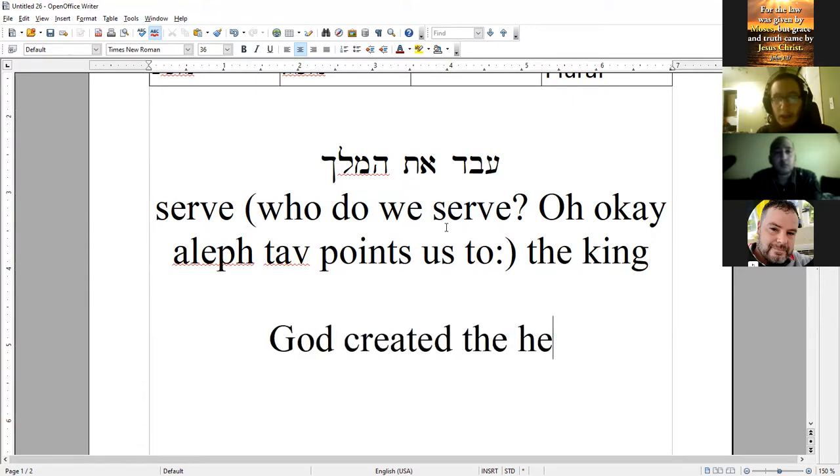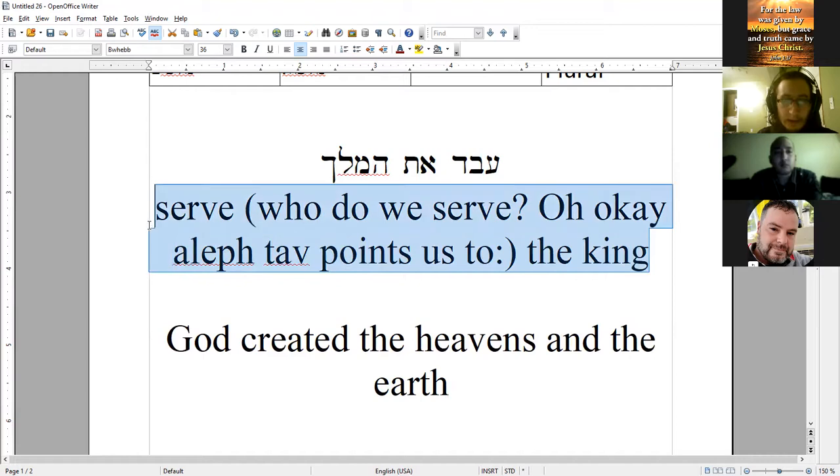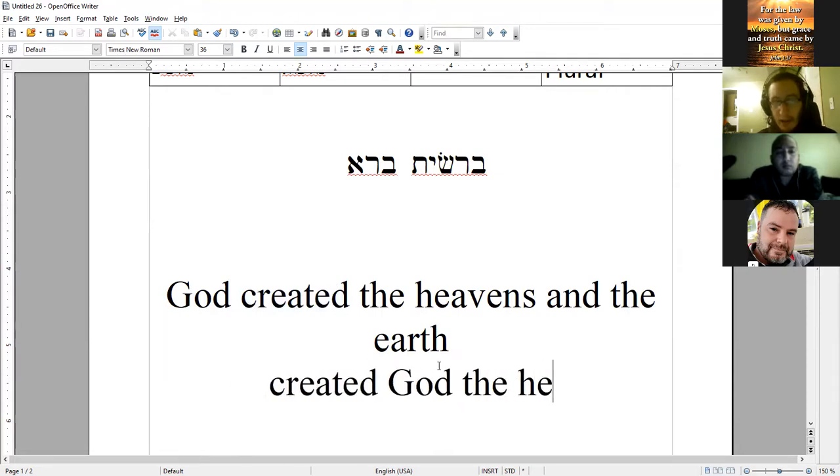So, God created the heavens and the earth. In Hebrew, that's Bereshit. Watch your language, everybody, when you say this word, Bereshit. Bara. Usually in Hebrew, verbs come first, followed by subject, but not always. In English, usually the subject comes first, and then the verb. So God comes first, the subject, created is the verb. That's English. But in Hebrew, it's created God the heavens and the earth.